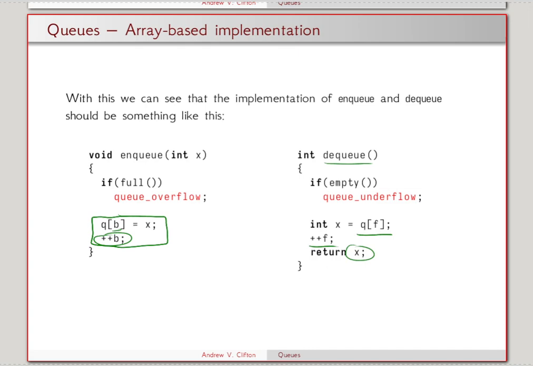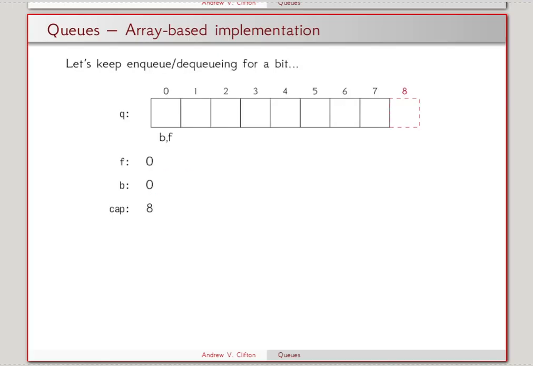Note that in a stack, we had one variable that we incremented and decremented. Here we have two variables and we increment both of them. There's no decrementing happening here. It's all increments. Now, if you're thinking ahead a little bit, you might be like, wait a minute, something's going to go wrong at some point here.